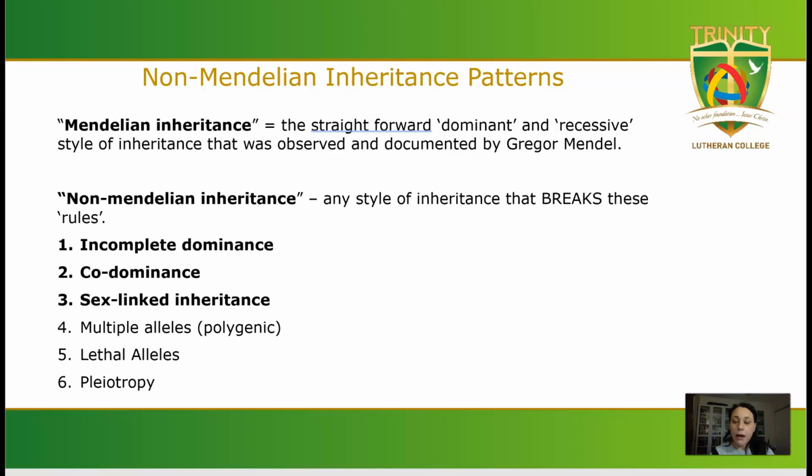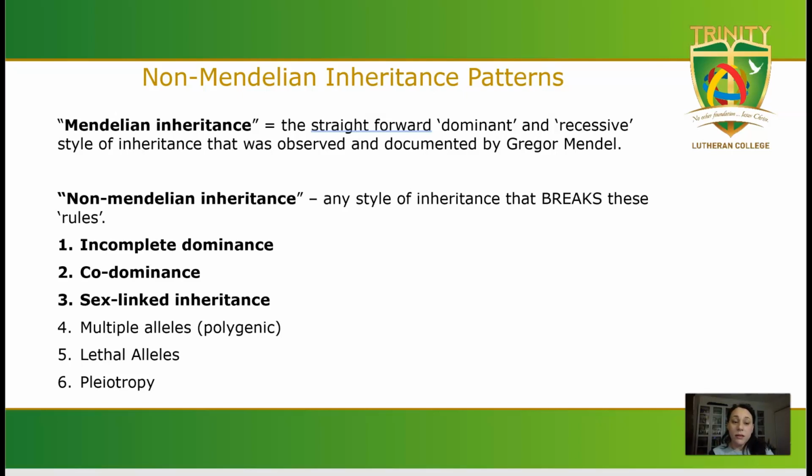Remember that Mendelian inheritance is the kind of straightforward inheritance we've been talking about, where one allele is dominant and the other one is recessive. If you inherit one of those dominant alleles, the recessive one is going to be hidden or carried. This was originally observed and documented by Gregor Mendel, hence the name Mendelian inheritance. Today, what we're really focusing on is the rule breakers, the ones that don't follow this dominant and recessive pattern. They do some special things all of their own.